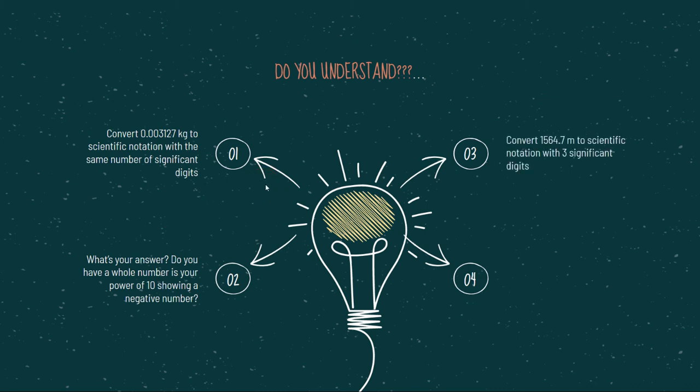Let's convert 1,564.7 meters to scientific notation, but this time with only 3 significant digits. Okay, so again, this one I said same number of significant digits. So this one had 4. This one is only going to have 3. Okay, so when I convert this, again, do I have a number between 1 and 10? Is it only 3 digits long? And now because it's a bigger number, my power of 10 is going to be positive. So I want you to write that down and then enter your answer into here and see if you got it right.